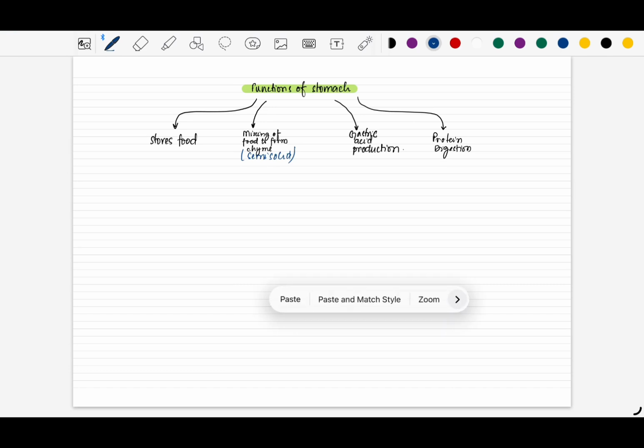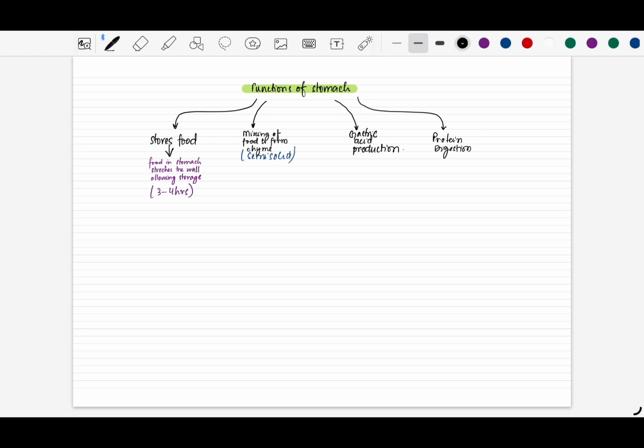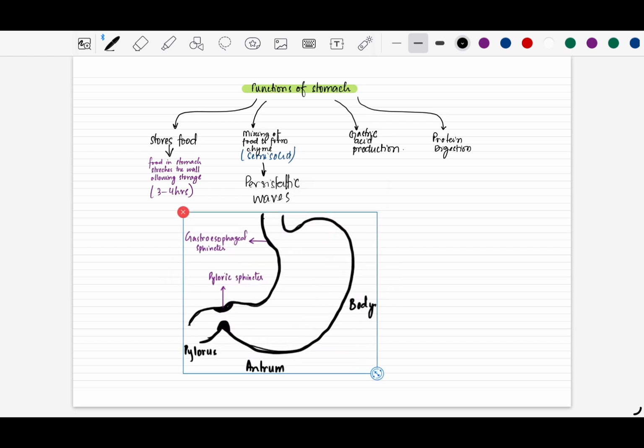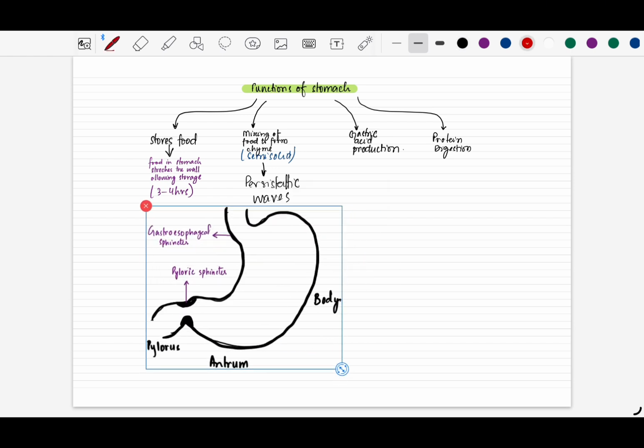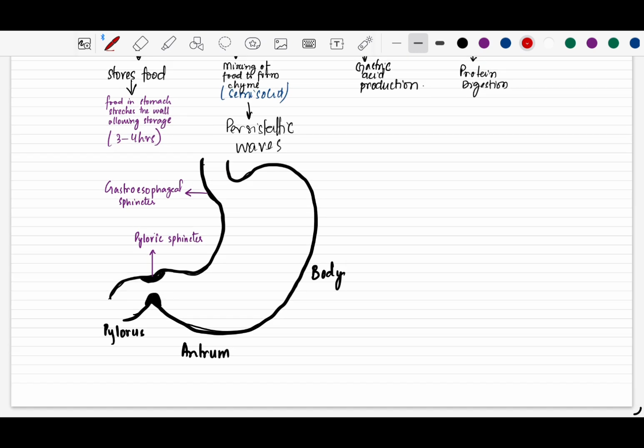The stomach is responsible for storing the food. So whenever the food from the esophagus enters the stomach, it stretches the wall of the stomach, allowing storage, and the food normally remains in the stomach for somewhere around 3 to 4 hours. Now, this mixing of food occurs due to the action of peristaltic waves. And before looking at the text, let's just understand it through a picture. Now, what happens is that we have peristaltic waves that begin in the body of the stomach, and they are going to descend downwards towards the antrum.